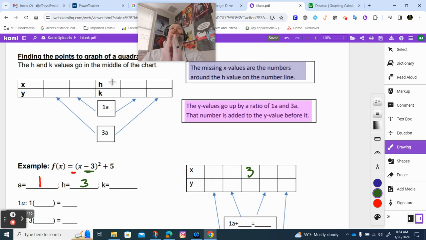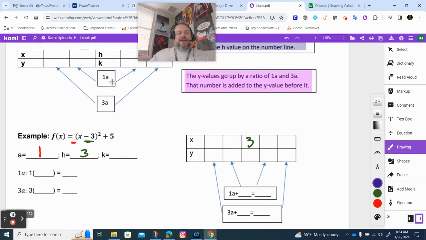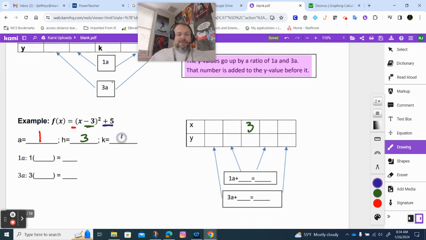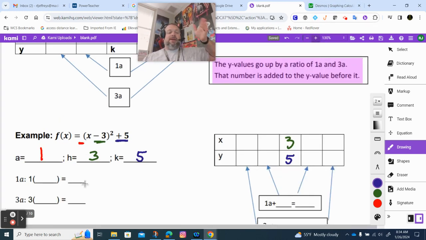Because remember, that's our axis of symmetry, right? So that's where it cuts it in the middle. Light bulb. All right. Our K is 5. And it goes right here because that's our vertex for either our max or min. And our A is positive, so this will be our min. All right. So now let's start filling in the other parts.